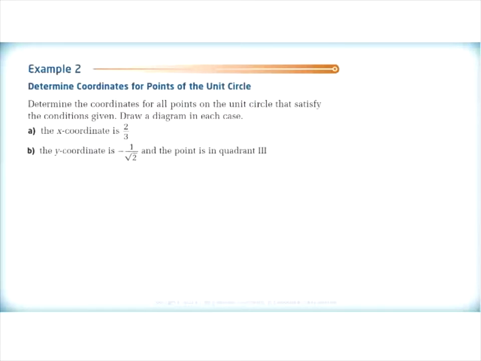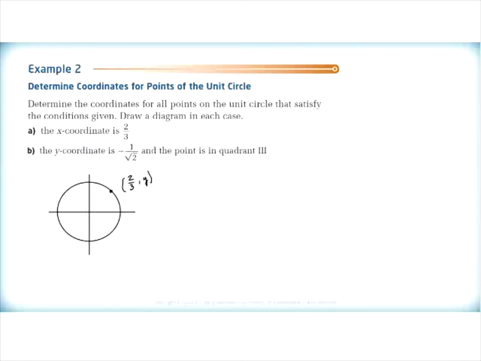Okay, let's construct a diagram. Let's draw our unit circle. So this is a unit circle. We're looking for the coordinates of all the points on that circle that satisfy the condition where the x-coordinate is 2 over 3. So I'm looking at a point right here that has an x-coordinate of 2 over 3, and we're looking for the y-coordinate of that point.